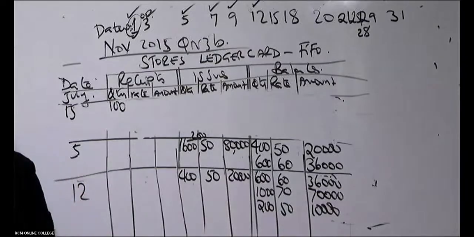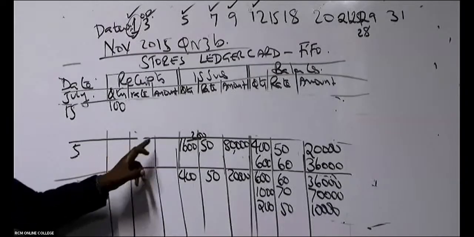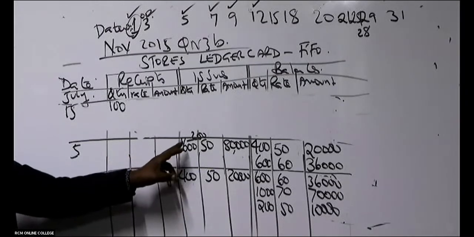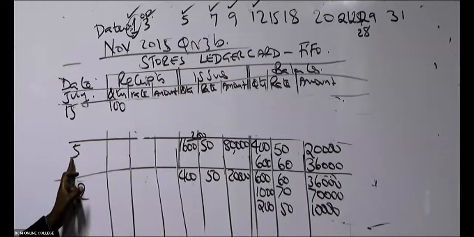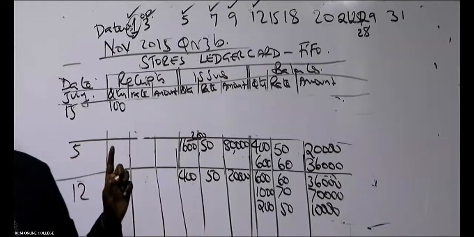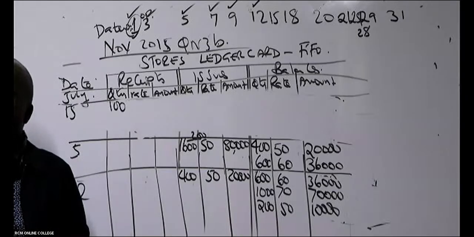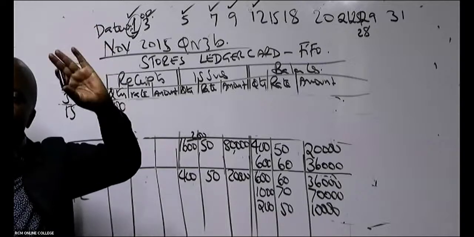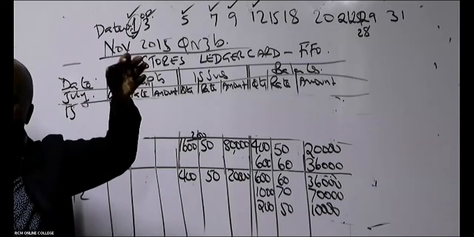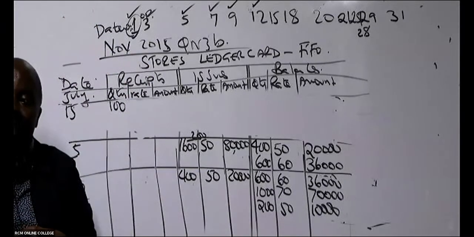Remember, ladies and gentlemen, whenever there is an issue, like now the ones we received here, the 200. We had issued them on the 5th, isn't it? And we had issued them at how much? At 50. When we receive them back, we receive them at 50. And that is the rule. Whenever you're given a date that these goods were issued at this price, when we're receiving them back, you receive them back at the price they were issued at.